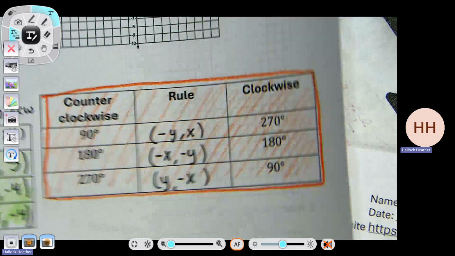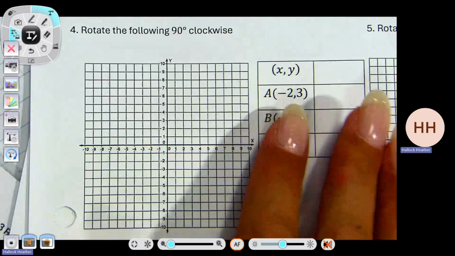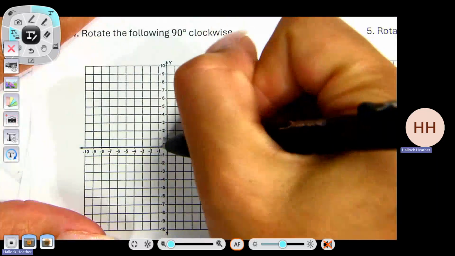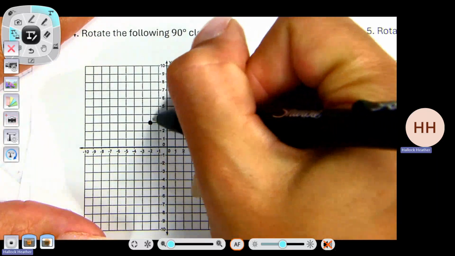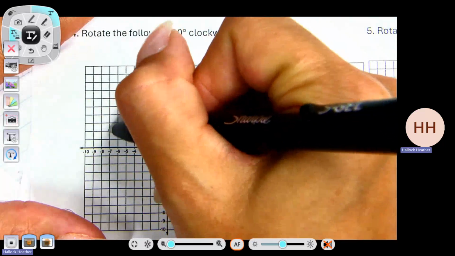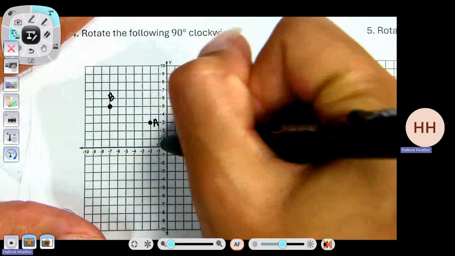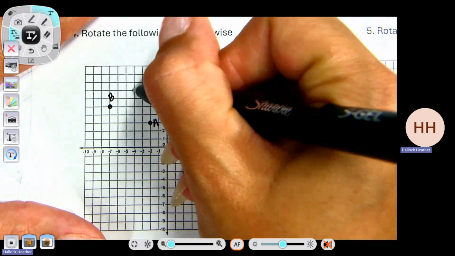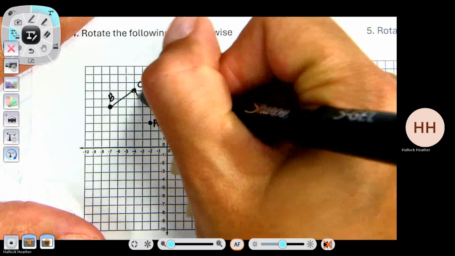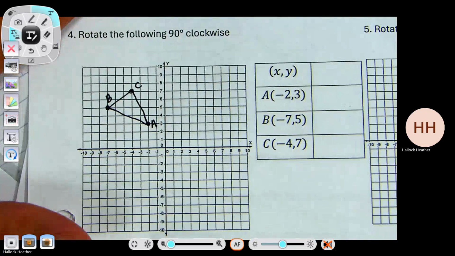So number 4 says rotate the following 90 degrees clockwise. We're going to start by plotting the originals. A is at -2, +3. B's at -7, 5. C's at -4, 7. So plot your originals. It looks something like that.